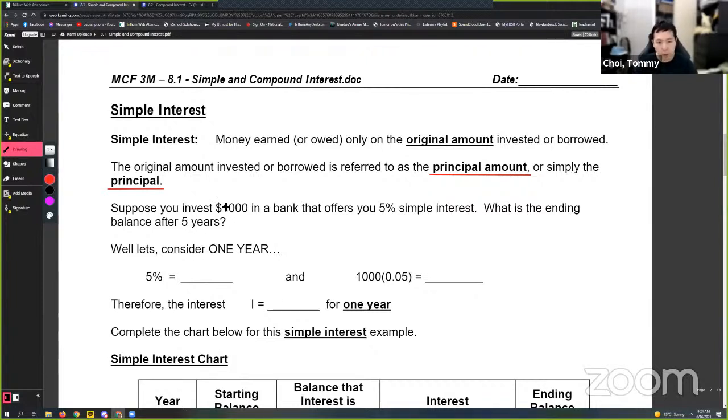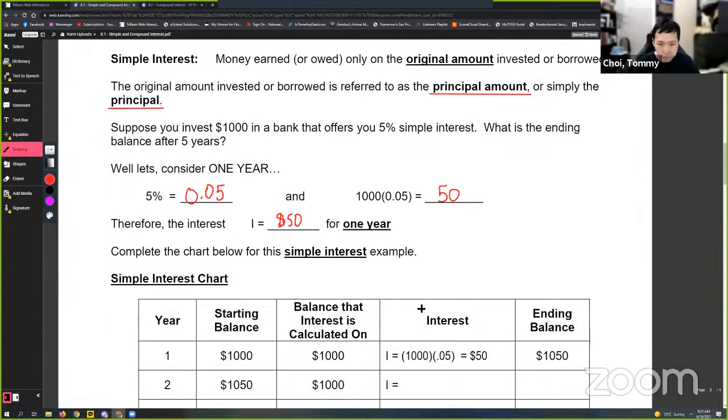Okay? So it says, suppose you invest $1,000 in a bank that offers you 5% simple interest. What is the ending balance after 5 years? Well, let's consider 1 year. So 5% is 0.05. And so if we find 5% of 1,000, we get $50. So the interest for 1 year is going to be $50. So every year I'm going to get an extra $50 into my bank account for simple interest calculations like this.